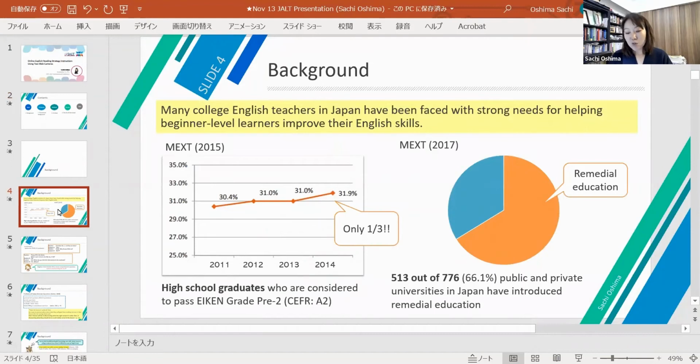Many college English teachers in Japan have been faced with strong needs to help beginner-level students improve their English skills. The Ministry of Education, Culture, Sports, Science and Technology in Japan, or MEXT, showed that only 31.9% of senior high school graduates are considered to reach the A2 level of the CEFR, which means that almost 60% of them are at the A1 basic English user level. Because of the substantial number of beginner-level students, 66.1% of public and private universities in Japan have introduced remedial education.